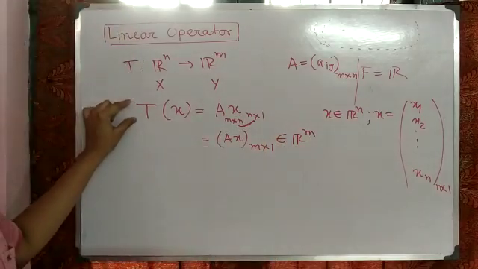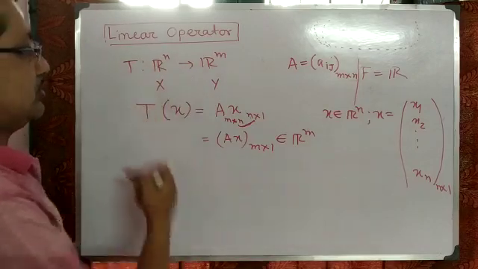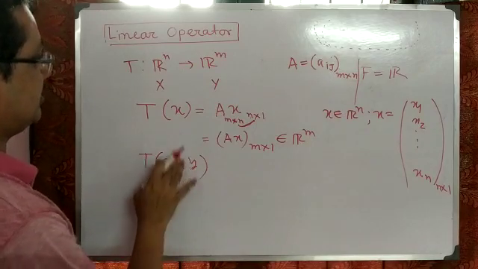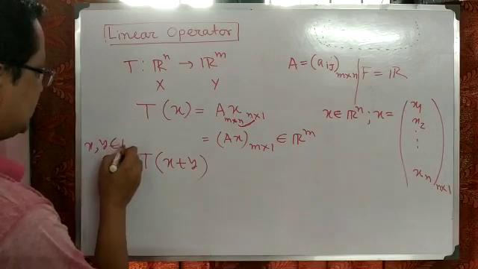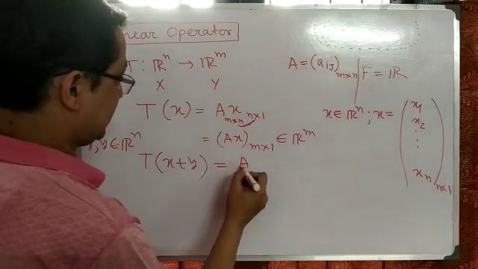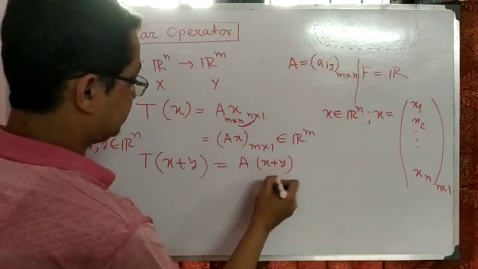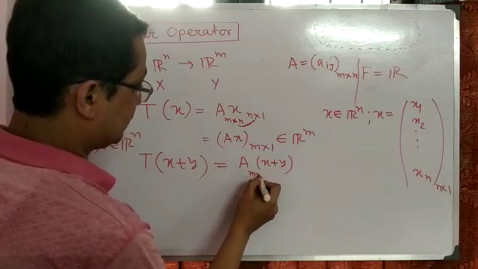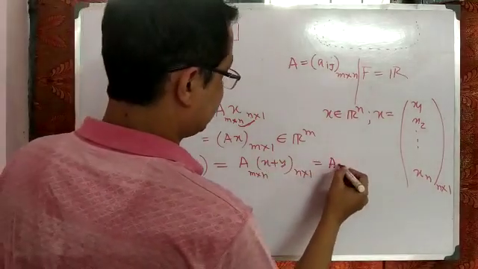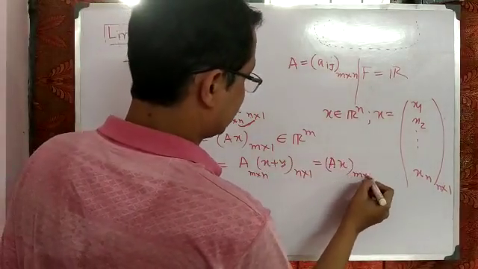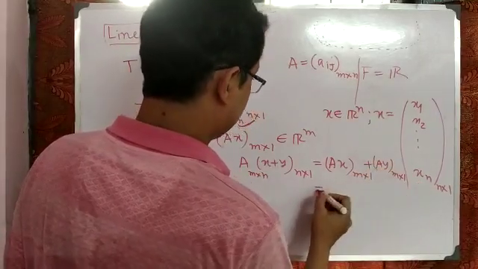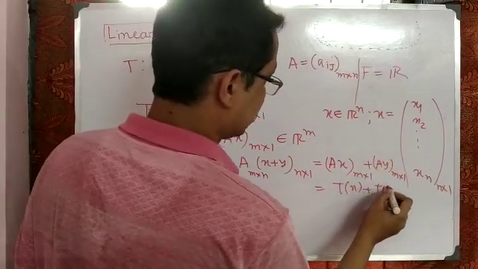Now to show that it is a linear operator. Rn and Rn are both linear spaces, it is obvious. To show that it is linear, we choose x and y, two elements of Rn. Then we know matrix multiplication is linear. So A into x plus y. A is an m cross n matrix and x plus y is an n cross 1 matrix, and the product is very easy. It is equal to m cross 1 plus A into y, also m cross 1, and nothing but T of x plus T of y.